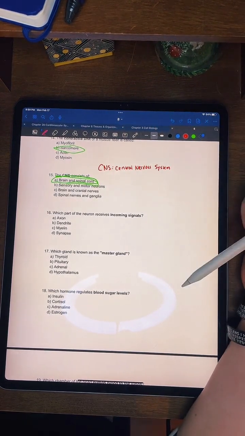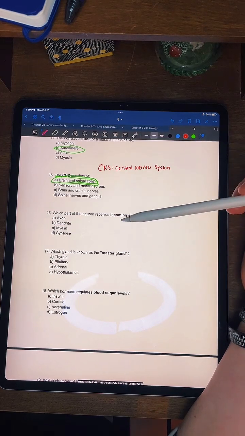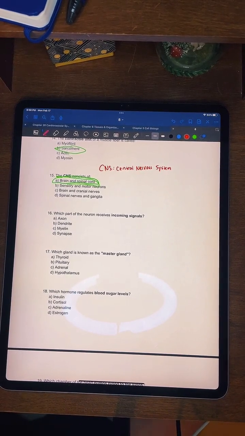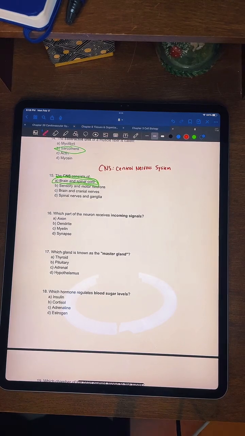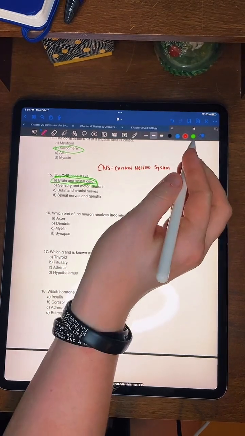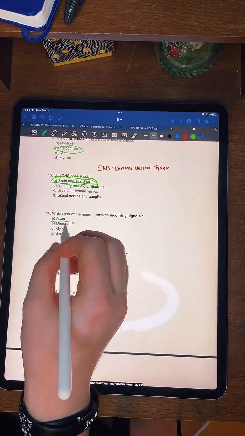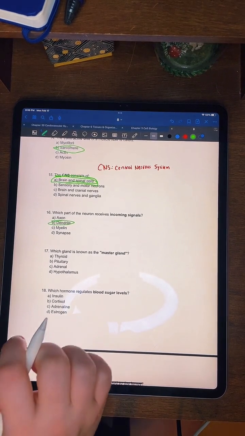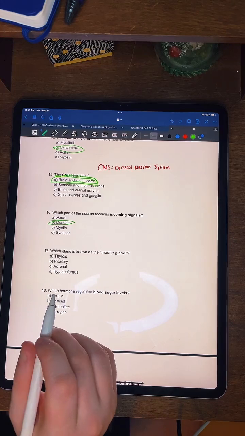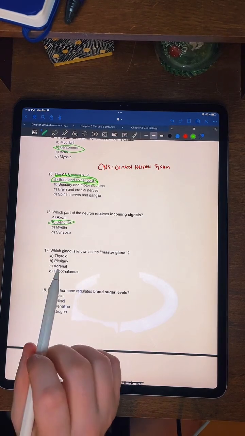Alrighty. Number 18. Which part of the neuron receives incoming signals? Is it the axon, the dendrite, myelin, or the synapse? Give you guys a couple more seconds here. Yep, B, that is correct. You guys are so smart. Congratulations. Moving on to number 17, we're flying through these. These are a little easier questions, hopefully.